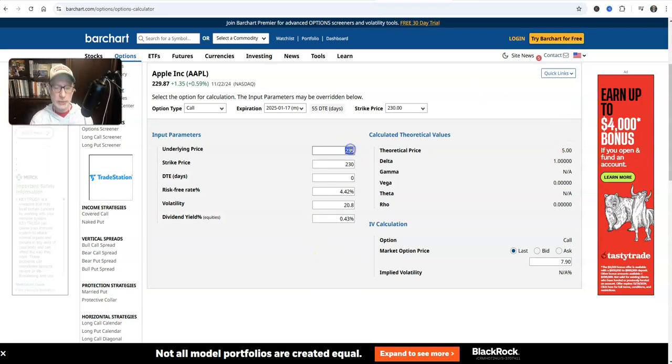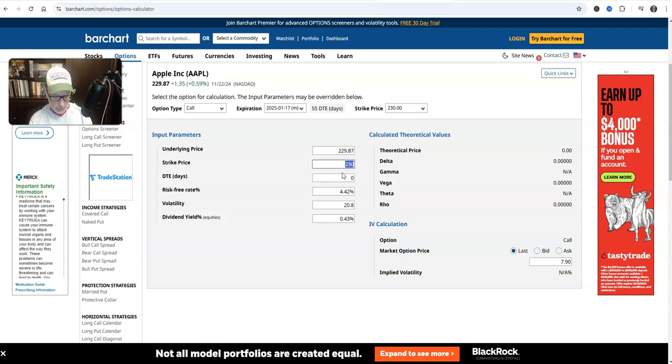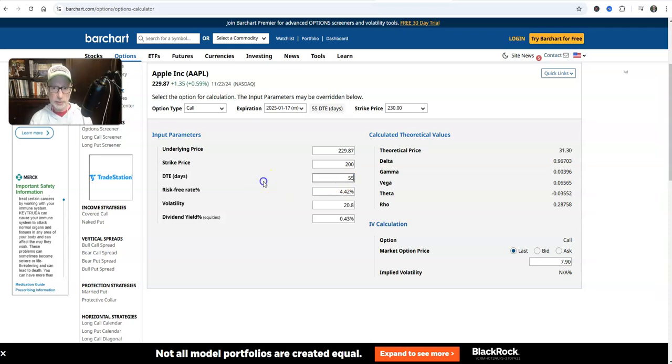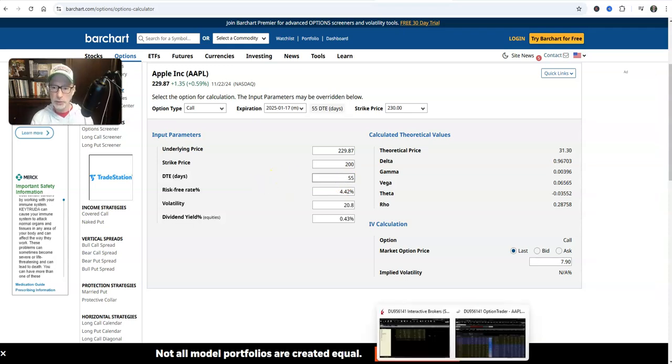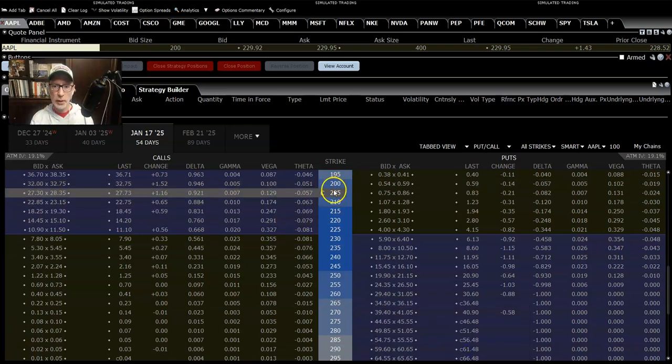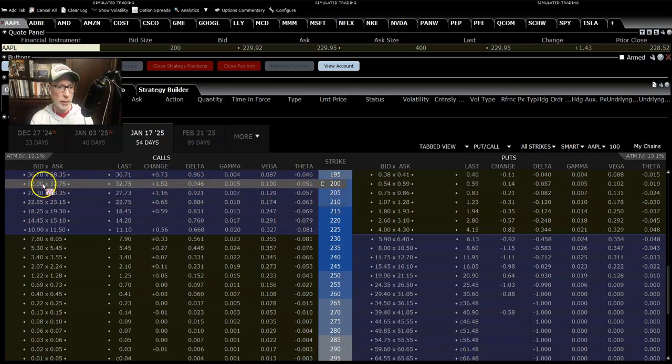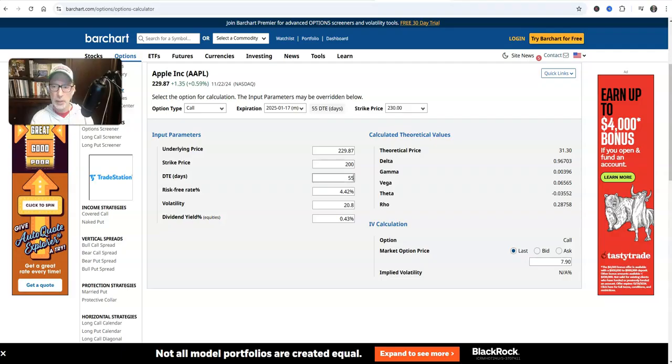All right, so let's go back to 229.87, the original price. Let's look at the 200 calls with 55 days left before expiration. And what did we say that option was worth? The 200 calls are worth about $32.50 per contract. Let's kind of make things match up here. So it's worth $31.50. So let's just bump up the volatility.